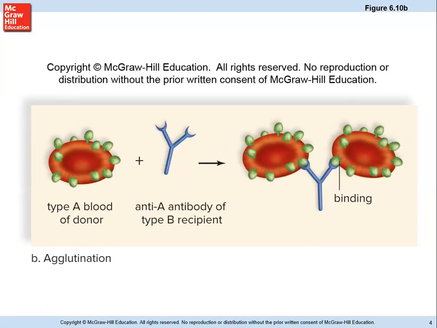If, however, type A blood is donated to a type B recipient, the anti-B and the A will cause the B to clump together, the anti-A and the B will cause the A to clump together, and what you get is over here on the right. Red blood cells actually tied together with these antibodies.